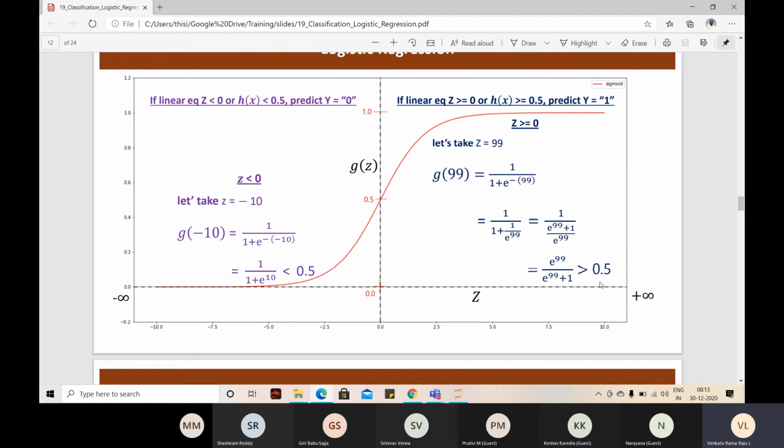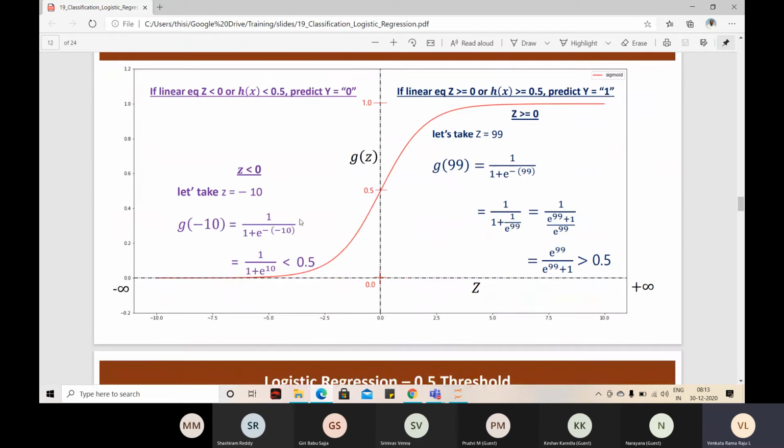Okay. So we can use the linear equation to predict classification also. To do a classification model, we can use the linear equation also. If the value is less than 0, we can say the record belongs to 0. If the value is greater than or equal to 0, we can say the record belongs to 1. But instead of doing that, we have taken the sigmoid function to do that job for us, right?